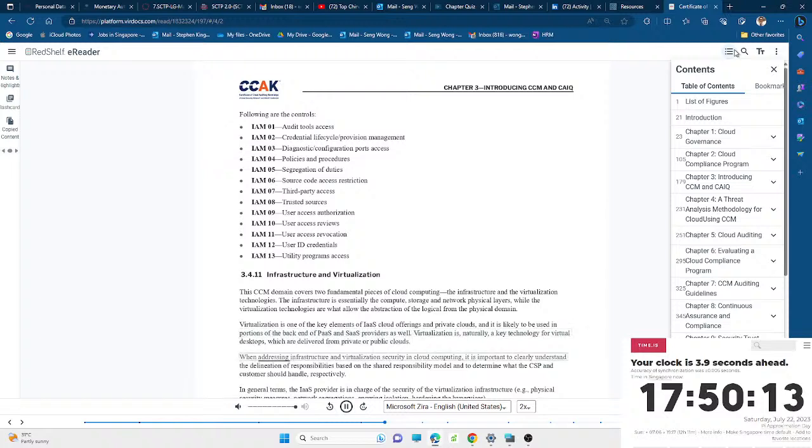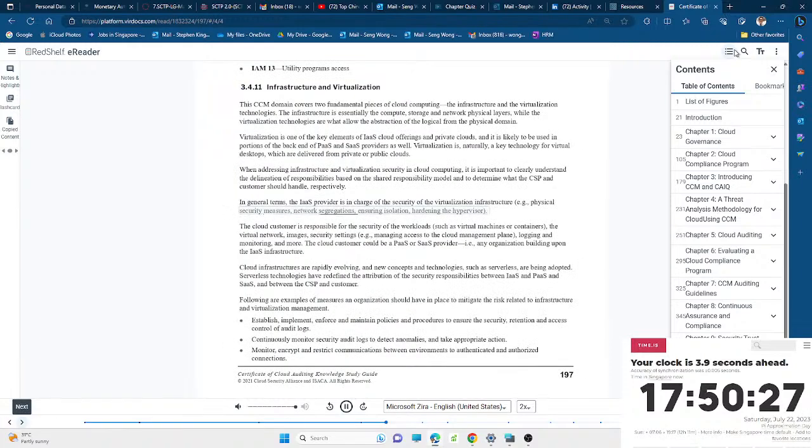When addressing infrastructure and virtualization security in cloud computing, it is important to clearly understand the delineation of responsibilities based on the shared responsibility model and to determine what the CSP and customer should handle, respectively. In general terms, the IaaS provider is in charge of the security of the virtualization infrastructure, for example physical security measures, network segregation, ensuring isolation, hardening the hypervisor. The cloud customer is responsible for the security of the workloads, such as virtual machines or containers, the virtual network, images, and security settings, for example managing access to the cloud management plane, logging and monitoring, and more. The cloud customer could be a PaaS or SaaS provider, i.e., any organization building upon the IaaS infrastructure.